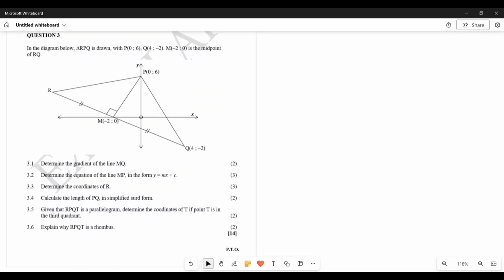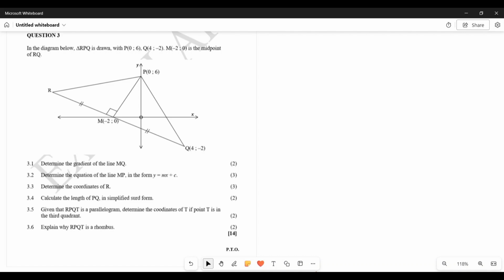So in this question, we're going to be starting with analytical geometry exam questions from the November 2023 paper, right? Now they're saying in the diagram below, triangle RPQ is drawn. Basically, this is the big triangle, and they've given us the coordinates of P as well as Q. Now, M is the midpoint, and they gave us the coordinates of the midpoint of line RQ. Now, determine the gradient of MQ, right?